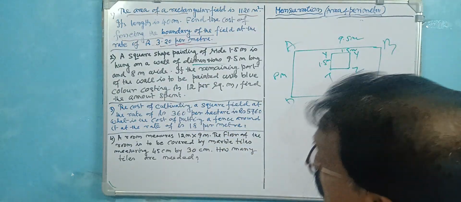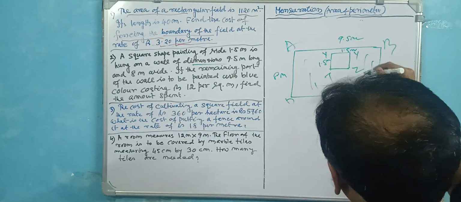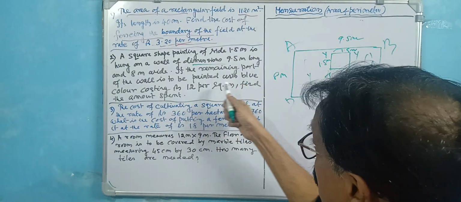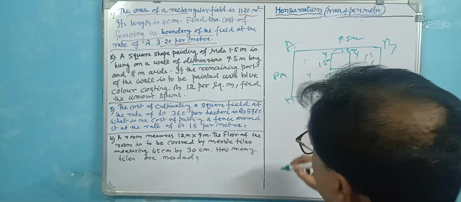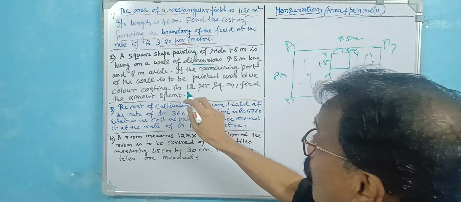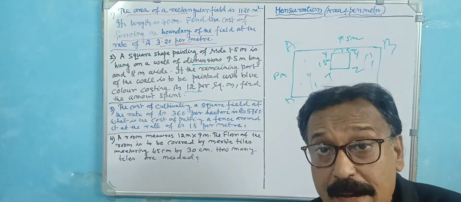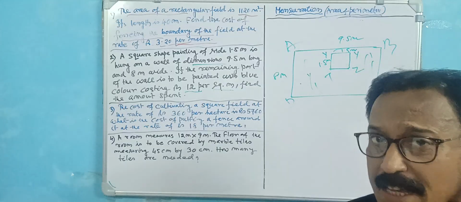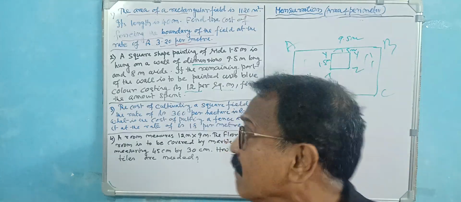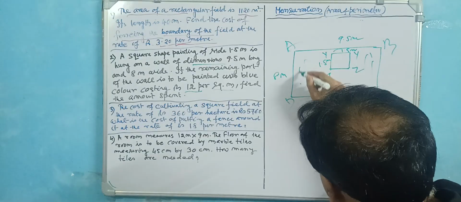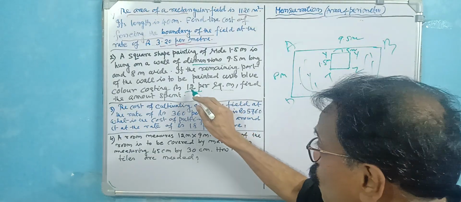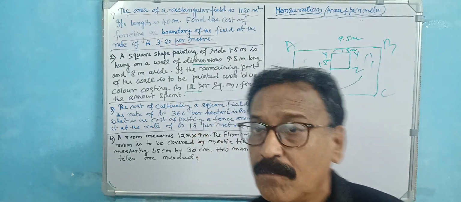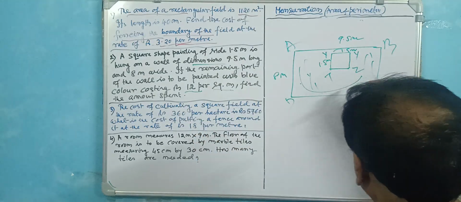Okay, the remaining part, this part, the remaining part of the wall is painted with a blue color. This is colored with blue color, and it is ₹12 per square meter, because it's the area. That is the very important thing. You just find out the area of the remaining part, because ₹12 is per square meter. The concept is clear. You just find out the remaining part.